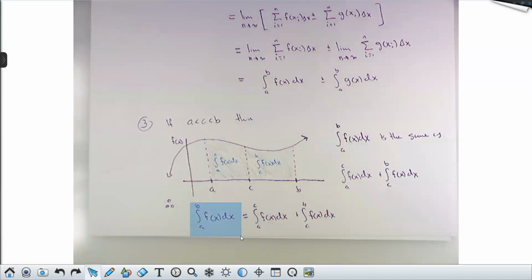So if you add the two little areas, you get the big area. This is the big area. This is the first little area. And this is the second little area. The way we use this is if it's easier to compute the two little areas on their own, then you compute them as their own things, and then you add them up. It's especially useful for piecewise functions.